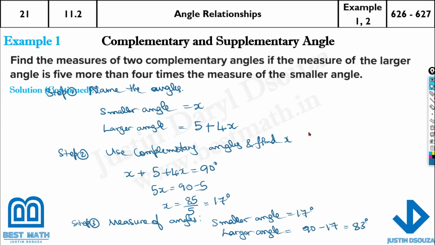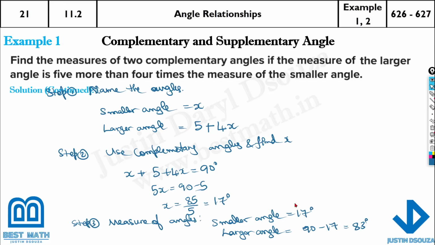So I'll just keep this open. You can write in steps. Step 1, name the angle: smaller angle x and the larger angle, depending on what condition they have given. Next, step 2, use complementary angles to find x, because when you add these up, it will be 90 degrees, because they have mentioned it's complementary angles, and then find what x value is. Then find the measure of angles.